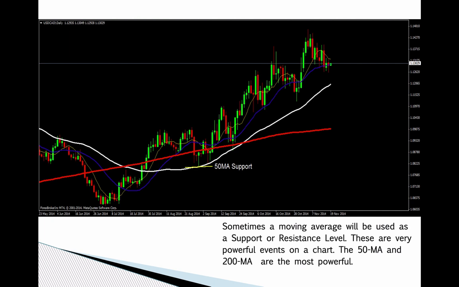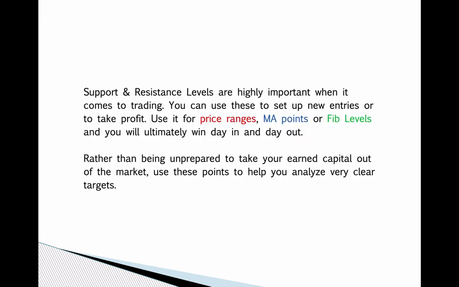So we see we're getting bottom tails on this, which is our event. But then when we look at the location, we see that it's coming off of a daily 50 moving average, which is critical. So super important. Support and resistance levels are highly important when it comes to trading. You can use these to set up new entries or take profits. Use it for price ranges, moving average points, or fib levels, and you will ultimately win day in and day out.